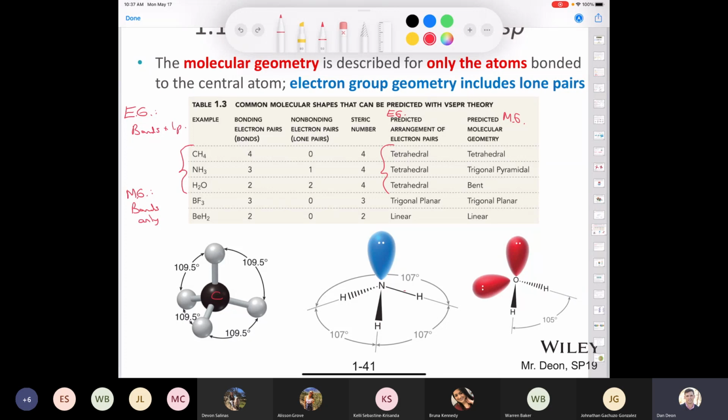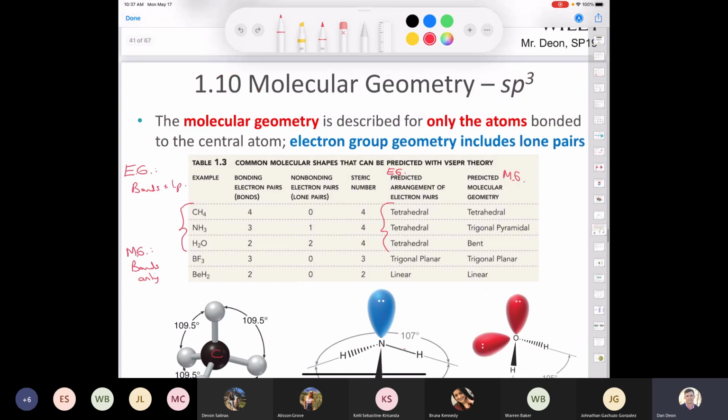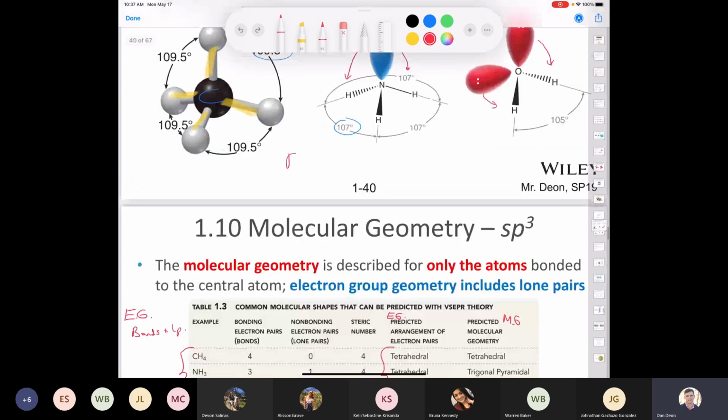Not exactly, because a region of electron density, or RED, can be a single bond, it can be a double bond, it can be a triple bond, it could be a lone pair, and it can be an unpaired electron. Whereas the steric number, we're only talking about sigma bonds and lone pairs.